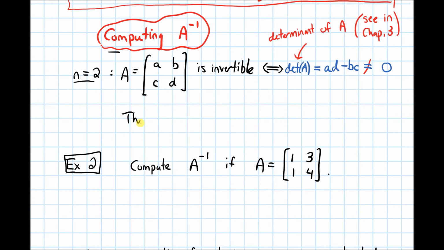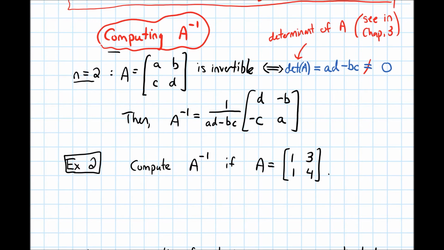And in that case, the formula for the inverse is 1 over the determinant, ad minus bc. That's a constant in front of my matrix. And my matrix is going to look like d here and a here, so they switch spots on the diagonal, and then the b and the c both become negative. So this is a formula for the inverse of a 2 by 2 matrix. It's not hard to check why this formula works. I could multiply A inverse by A and check to see that I get the identity.